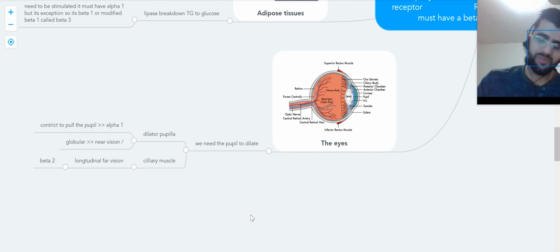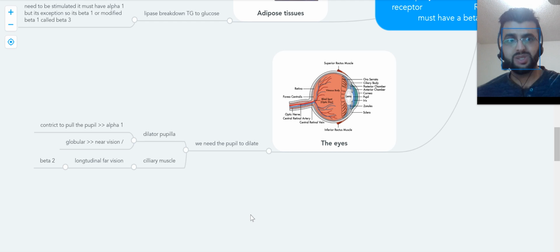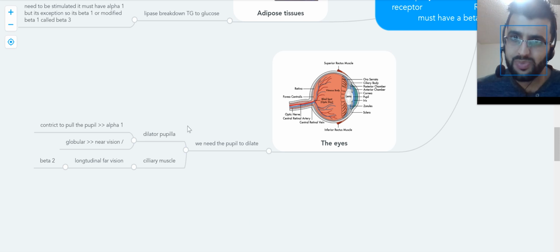Correct, it's alpha 1. How about the ciliary muscle? The ciliary muscle controls the far vision and the near vision. So in order to have the eye see the far vision, because that's what I need at the time of fight and flight, I need to see further. So the ciliary muscle needs to relax, let go of the pupil so that the pupil can see to the further vision. So what type of receptor if it's relaxed? Yep, you're right, it's beta 2.